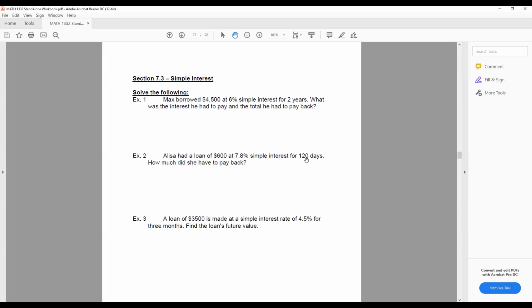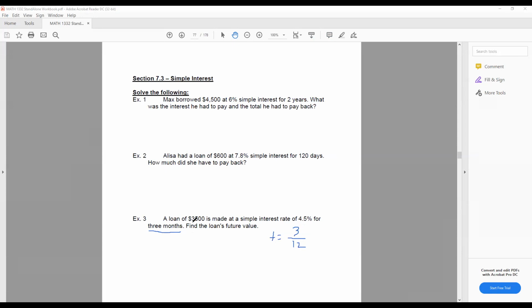So whenever they put something that's not in years, make sure you change it. So we won't do 3, but notice they put 3 months. How many months is in a year? Right. So you'd have to change it to 3 out of 12 for this one.